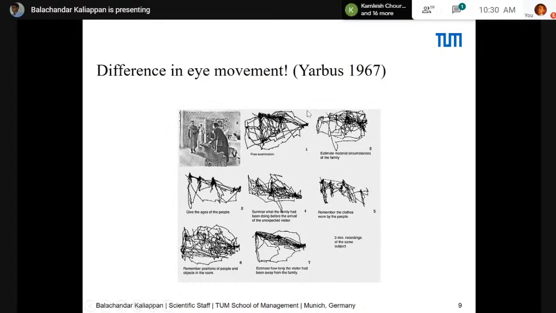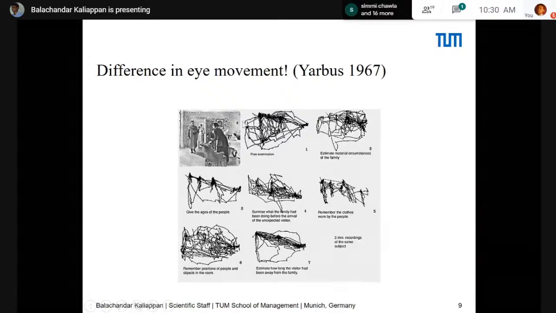Okay, so now we have an example to show the importance of eye tracking. You can see there's a picture here, on the top left corner, and there are a lot of people in the scene. This is a home where you can see a couple of visitors, and a person standing here. There's a kid here. The researcher Yarbus asked people to just have a look at this picture with their own ideas and opinion.